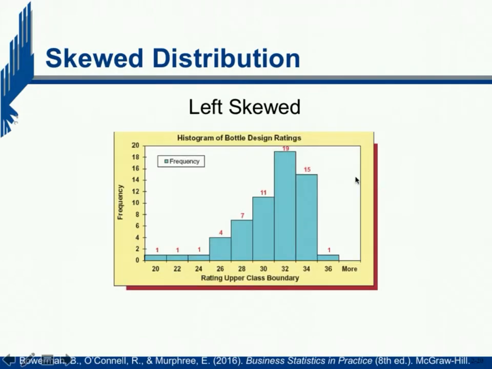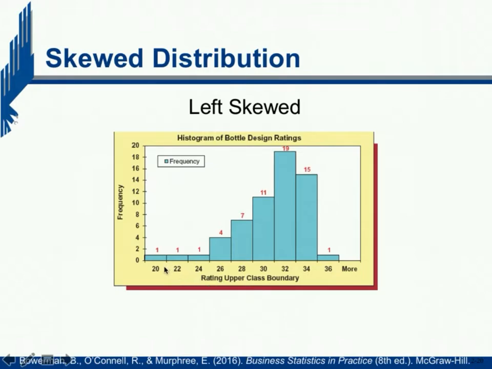This is an example of a left skewed distribution wherein the left tail is now longer as compared to the right tail. And again, this happens because most of the values of the quantitative variable are occurring for the bigger values, and you only have fewer frequencies for the lower values of the quantitative variable. So it's the opposite of the first example.